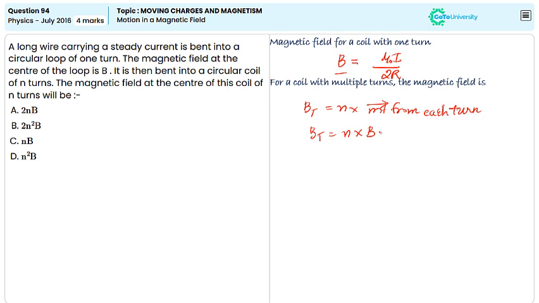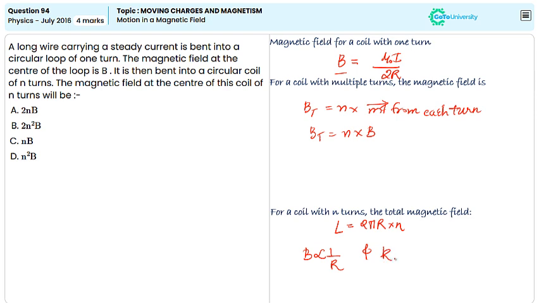Let us see how the length affects the number of turns. When a wire of length L is bent into a coil of N turns, the radius r of each loop becomes smaller. The total length of the wire remains constant and it can be given by the formula L = 2πr N. Thus, the radius r decreases proportionally with N, which increases the magnetic field by a factor of N because B is inversely proportional to r, and r is inversely proportional to the number of turns.